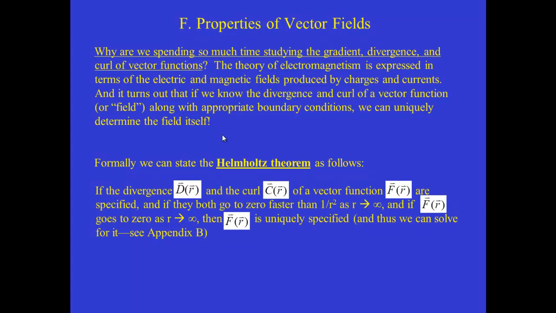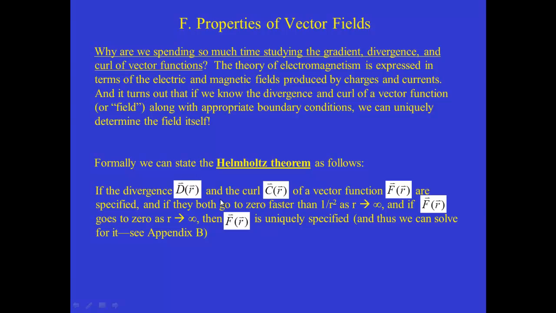The Helmholtz Theorem says as follows: if the divergence D of r and the curl C of r of a vector function F of r are specified, in other words, if we know what they are, and here's the boundary condition part, if they both go to 0, D and C, faster than 1 over r squared as r goes to infinity, and if F of r goes to 0 as r goes to infinity, then F of r is uniquely specified. And that's a fancy mathematical way of saying that we can calculate it, that we can solve for it. And this is the topic of Appendix B in the textbook.